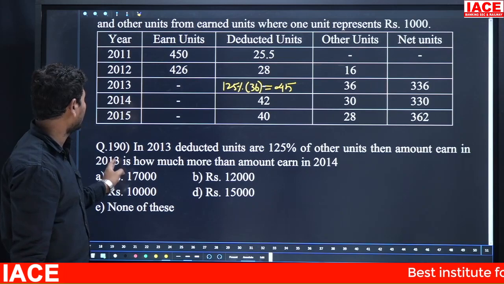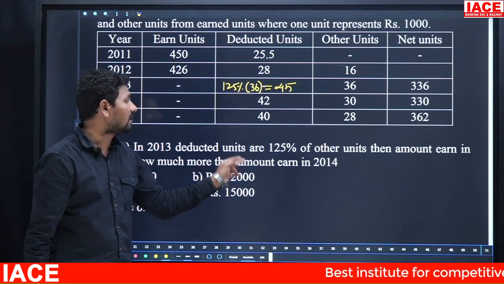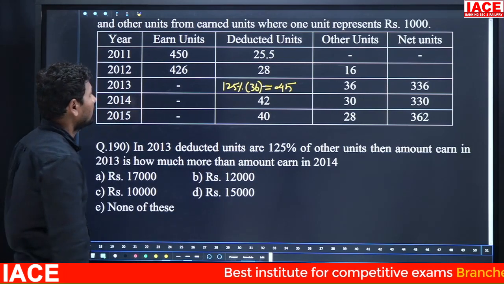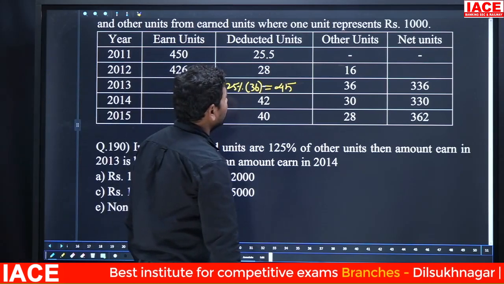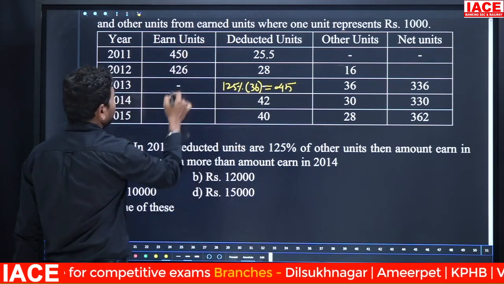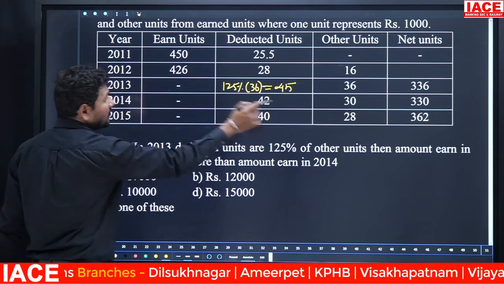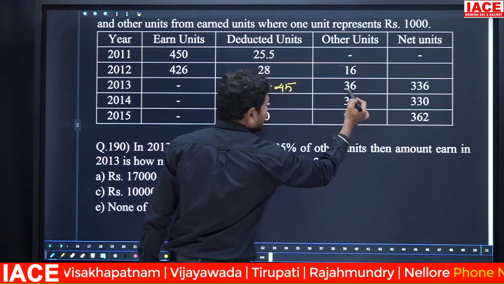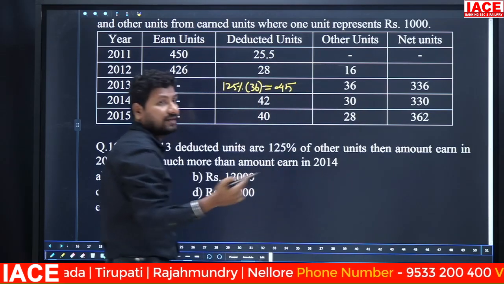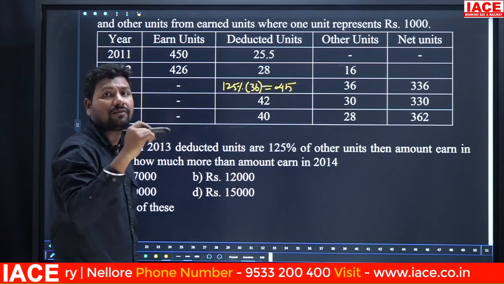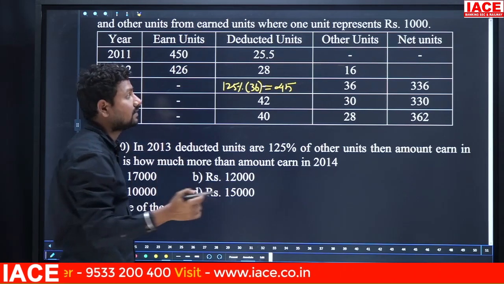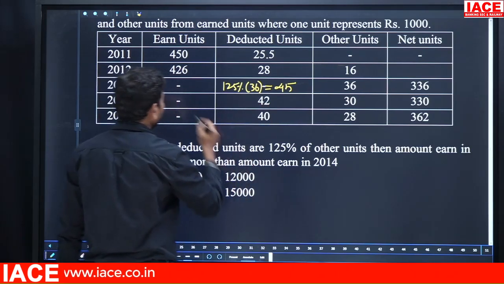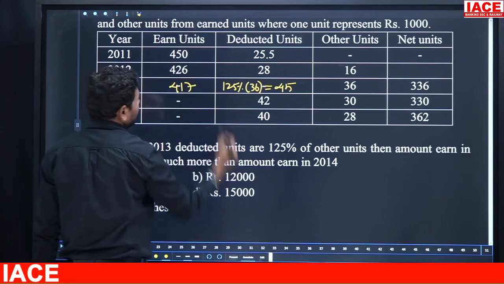Then the amount earned in 2013 is how much more than the amount earned in 2014. Now how do you write? Earned means this is the value. Now all the values we will add. Then 300, leave it. 36 plus 36 is 72. 72 plus 45. 40 plus 70 is 110. 110 plus 7 is 117. 117 is added to 300. It is 417.